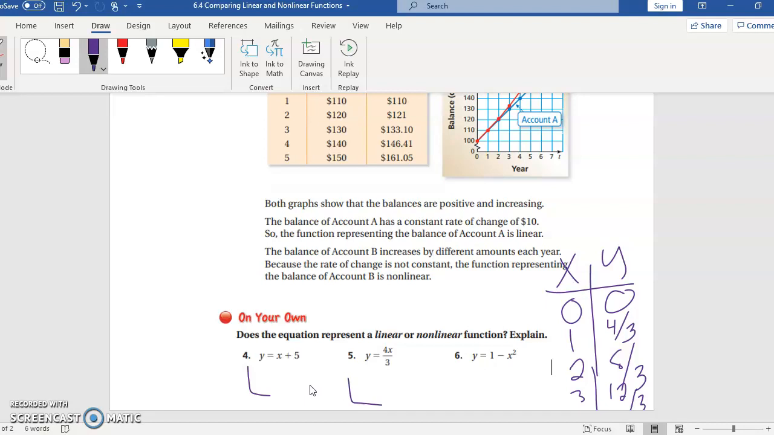Number 6, you have an x squared right here. As soon as you see an exponent on your x, it's not going to be linear. So right away you can say it's nonlinear. The graph's not going to be a straight line, and there's no way to write that in y equals mx plus b form. Okay, there you go. Thanks.